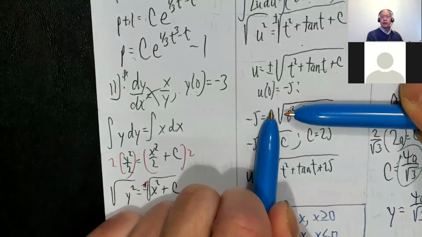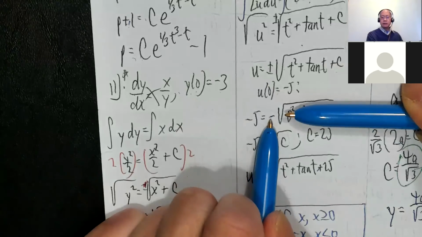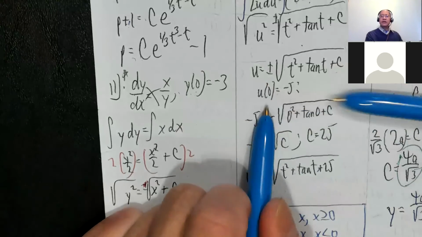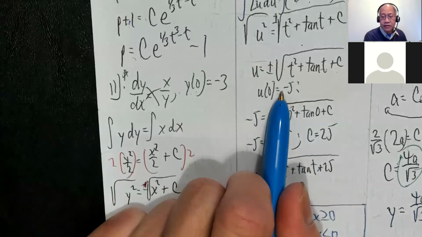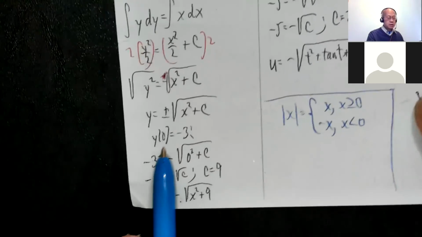The only way that's going to work, I had a choice of either plus or minus. It's only going to work if there's a minus now. So I have to get rid of the plus. Now, if it says u of 0 is positive 5, if this was a positive 5, then I keep the positive, throw out the negative. That was the same as the previous problem.